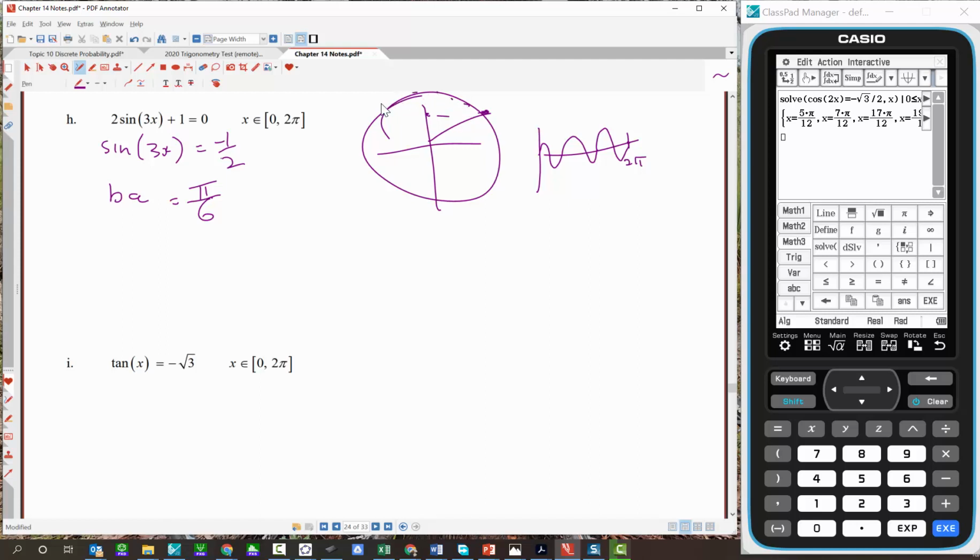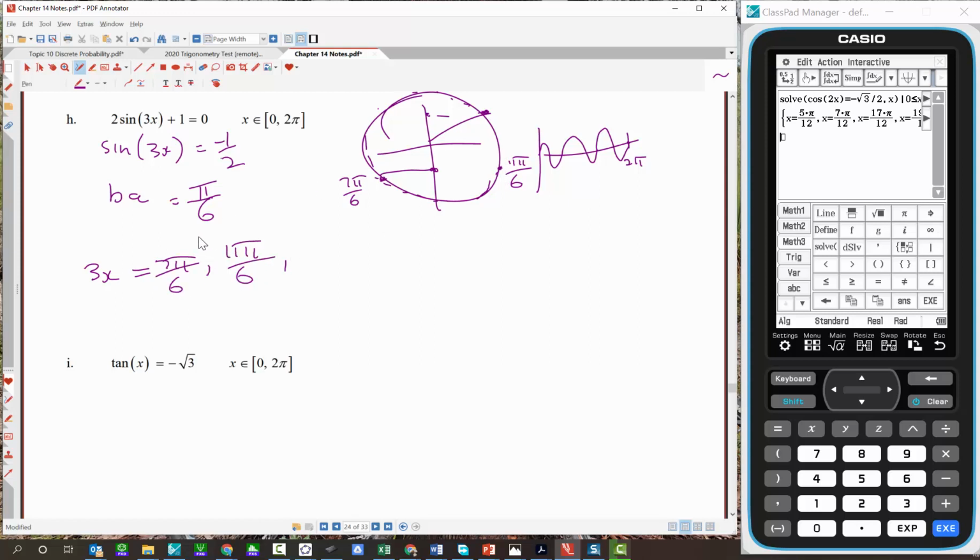When's it going to be negative? Start going around all the way down here and that will give me the first negative. So that's going to be 6 pi on 6 plus pi on 6, 7 pi on 6. Then keep going around, and that's going to be 11 pi on 6, so 12 pi on 6 take away pi on 6. Let's start getting our solutions. So we've got 7 pi on 6, 11 pi on 6.